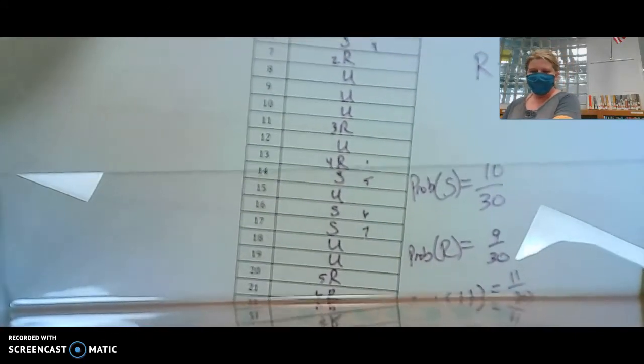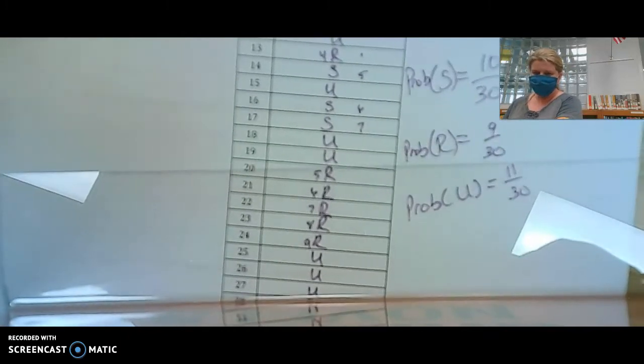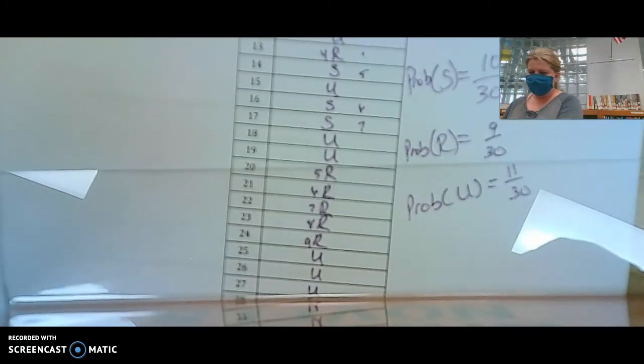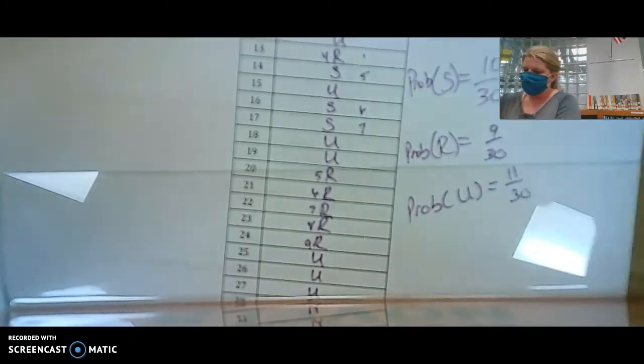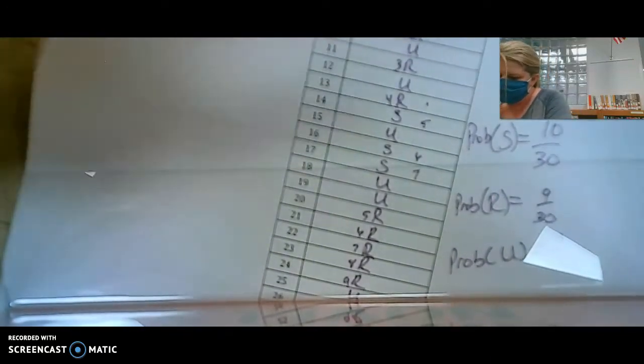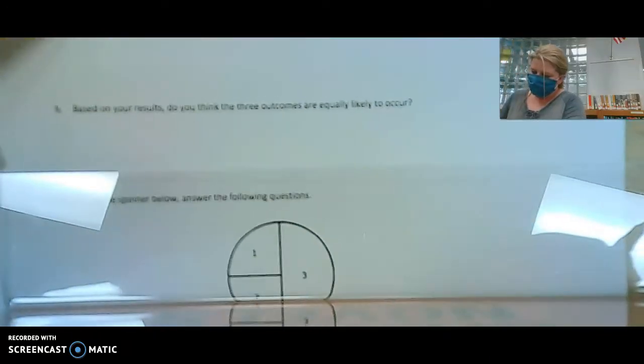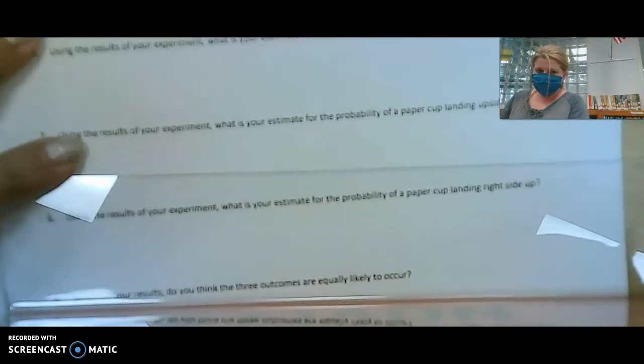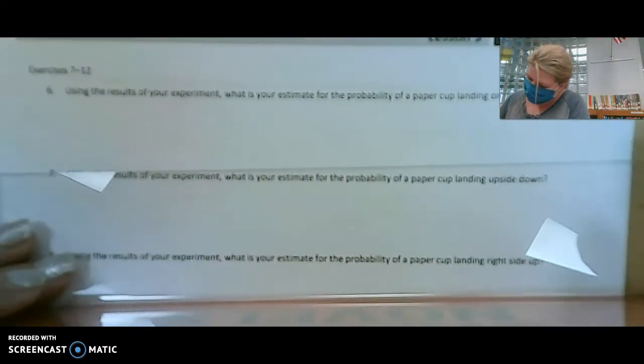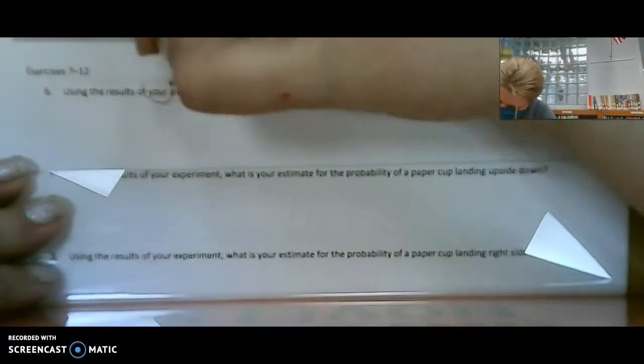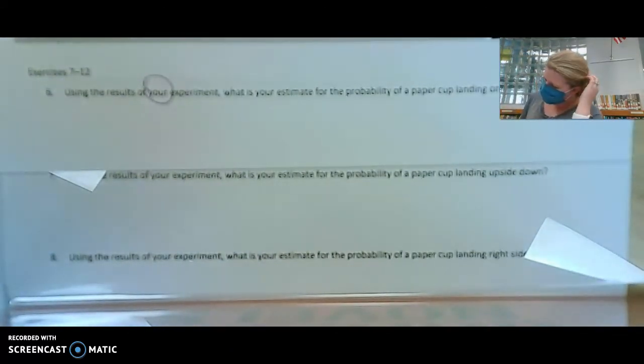Now the next page has some questions, and I've already counted mine. Kind of thought that we might have some questions coming up. Sorry about that. Okay, so using the results of our experiment, now your answer is going to be different than mine because it's based on your experiment. What is the estimated probability of the paper cup landing on its side?